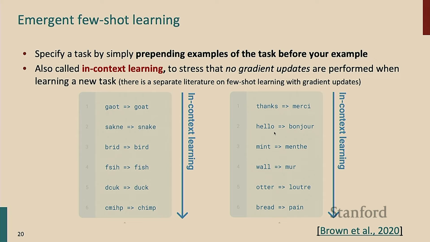Okay? This is often called in-context learning, to stress that there are no gradient updates being performed when you learn a new task. You're basically constructing a tiny little training data set and just including it in the prompt, in the context window of your transformer, and then asking it to pick up on what the task is and then predict the right answer. This is in contrast to a separate literature on few-shot learning, which assumes that you can do gradient updates. In this case, it's really just a frozen language model.